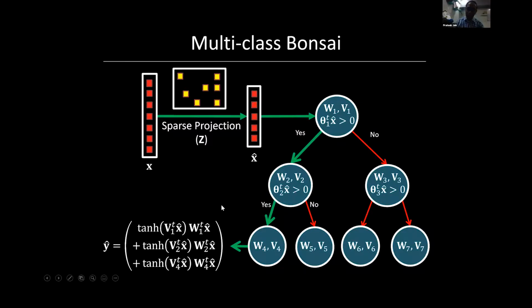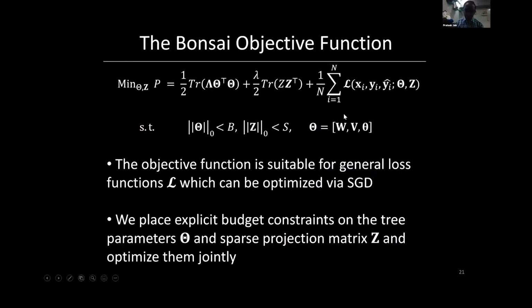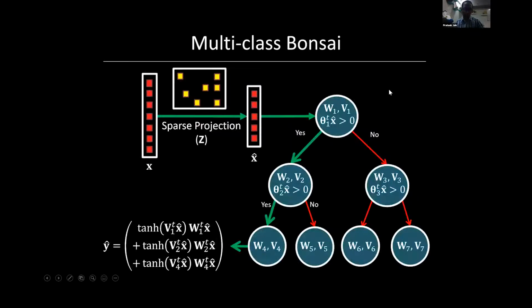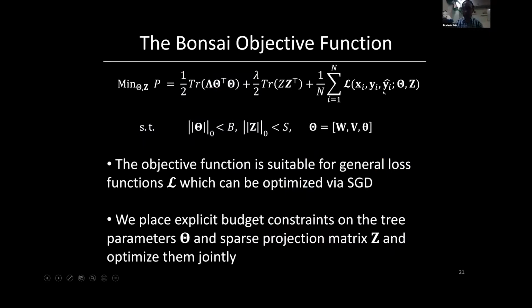Right. So now let's see how we are going to learn these parameters in Bonsai. As I just talked about, basically we form this optimization problem where we are learning all the parameters of the tree. We just represent all of them as this big theta, as well as this sparse projection matrix Z. So we have defined our prediction function y hat using this. So we'll take the loss function between y hat and y, which is parameterized by theta and Z.